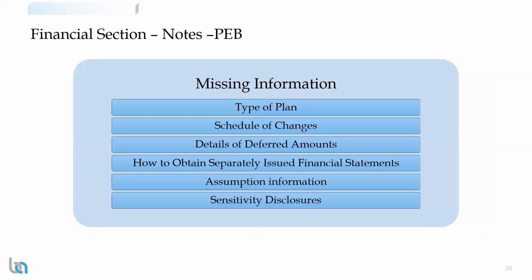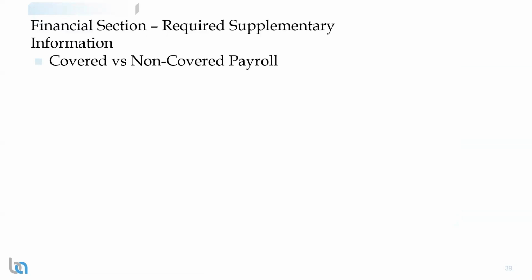This is some common missing information for pension and OPEB: the type of plan, schedule of changes, details of the deferrals, whether and how to obtain separately issued financial statements of the plan, assumption information, and sensitivity disclosures for discount rate and healthcare cost trend rate. So just something to keep in mind there.